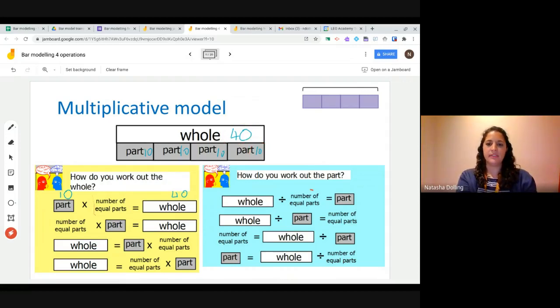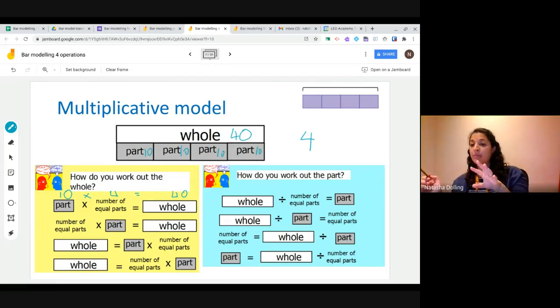This number is the number of equal parts. This is a derived fact. Nowhere on this bar model have I got the number 4 written. I haven't got 4 written anywhere. I've got to derive that from the number of equal parts. So that's the big important distinction between this bar model and the last types of bar model, where you had all 3 numbers up there. This time, you do not have the number of equal parts written as a number on the bar model. So that's something to point out with the children.